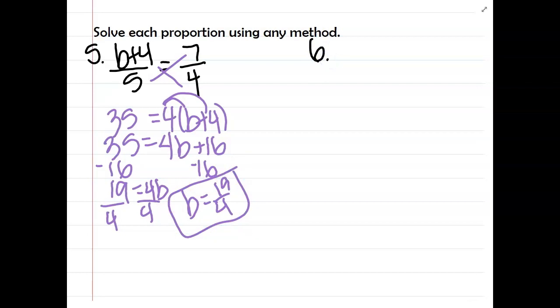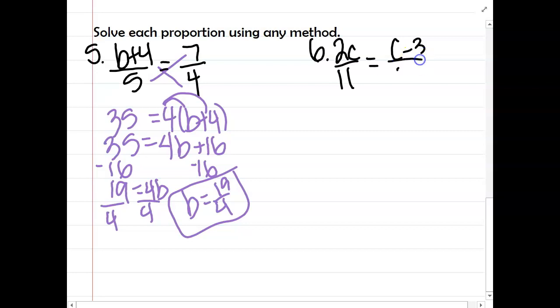Okay, let's look at one that takes it maybe one step further. If I have 2c over 11 equals c minus 3 over 4. Yeah, thanks. That would have made a difference.